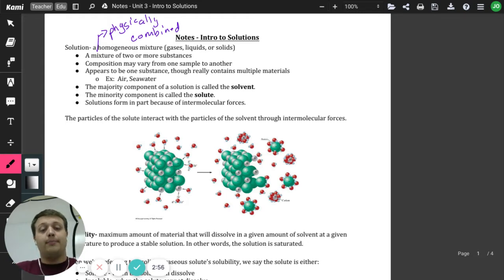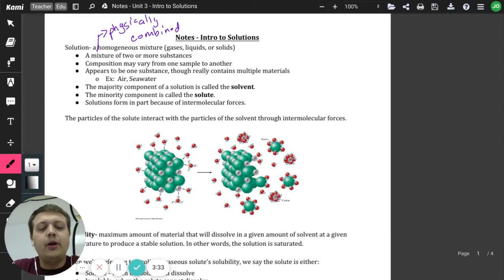Now, the majority of the components in a solution, so in that homogeneous mixture, are what we call the solvent. Remember, your solvent is going to be the thing that causes something else to dissolve. The minority of this solution would be what we call a solute. And the solute is what is actually dissolving. Okay, so if I take water and I take salt, the table salt is going to dissolve in the water. So the table salt would be the solute and the water would be the solvent. Which do I have more of? Water. So the water is the solvent.